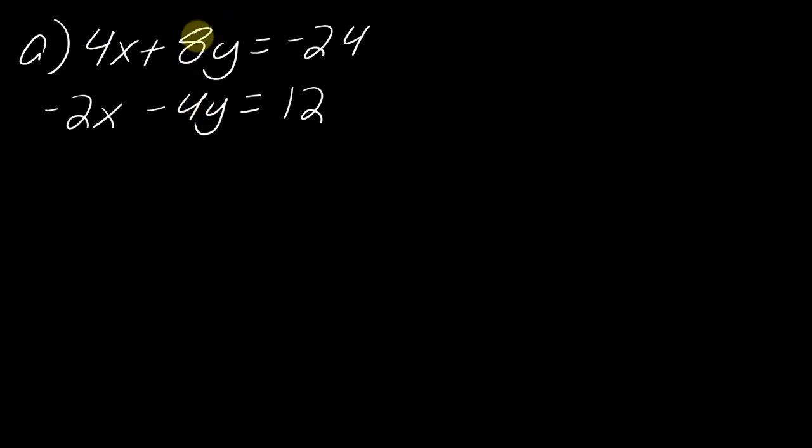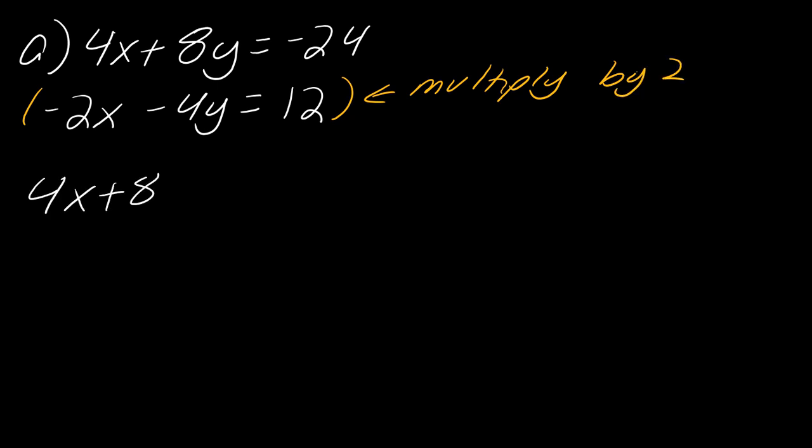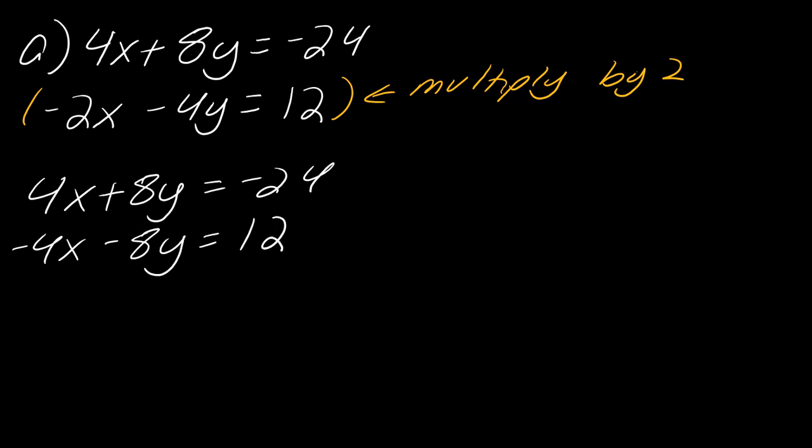In this case, what I notice is that I've got 8y and -4y. And if I could just multiply this by 2, then I could go ahead and use the elimination method. So I'm going to multiply this by 2. I want to keep everything nice and neat, so I'm going to restate my system here. There's my first equation, and now I restate the second equation having multiplied by 2. And now I can add everything together and use the elimination method.